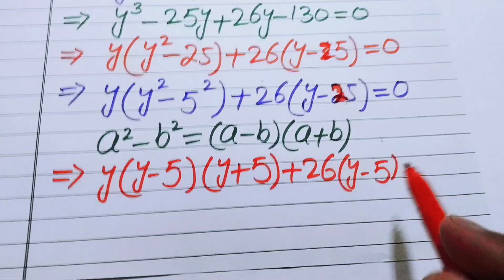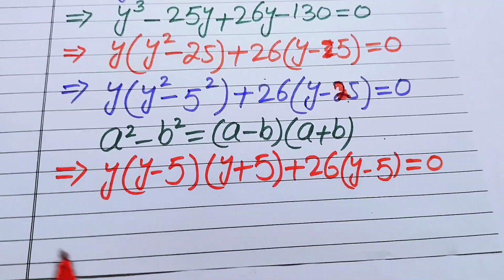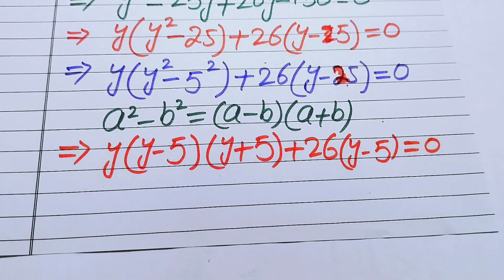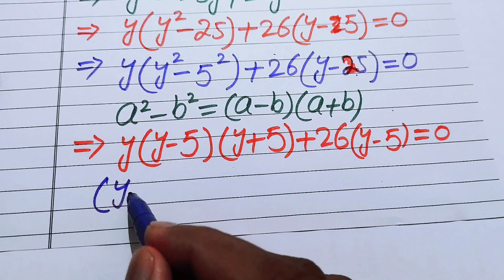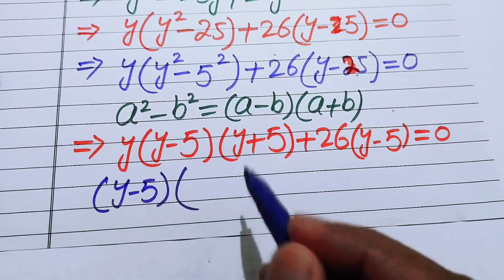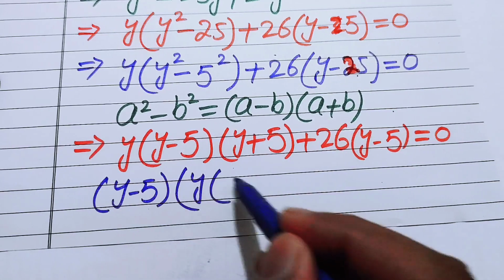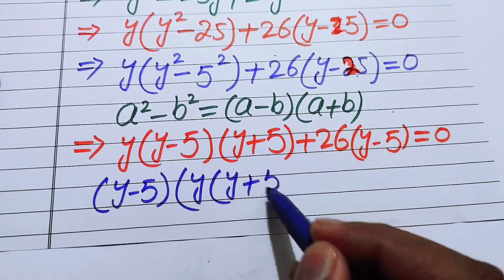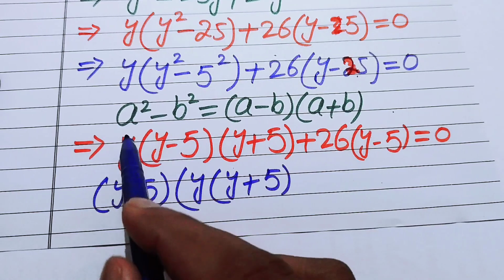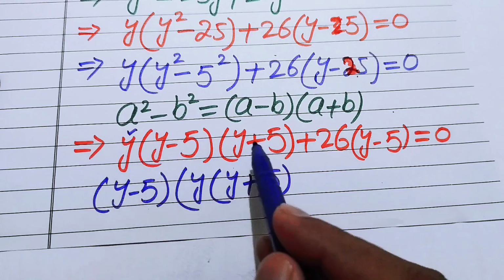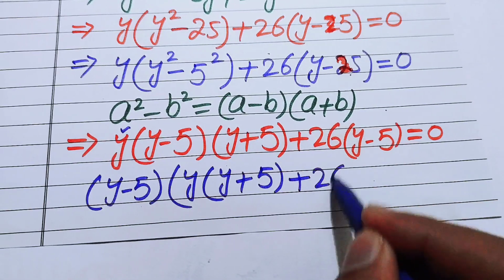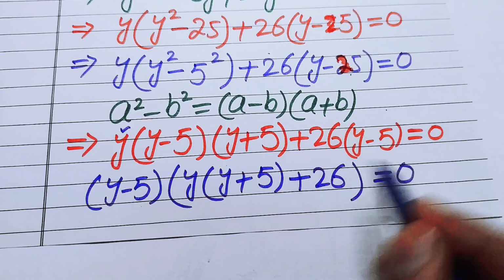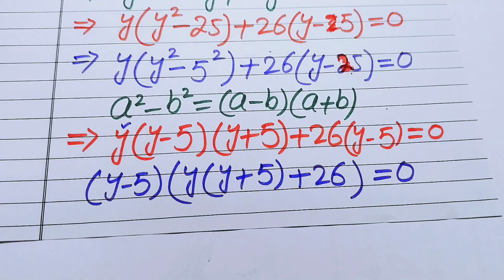So now this whole expression equals 0, and now we will take common y minus 5 from each term, and you will get y minus 5 times y into y plus 5. Here you just have y into y plus 5 remaining, and after taking common y minus 5 you get 26, and this whole equation equals 0.